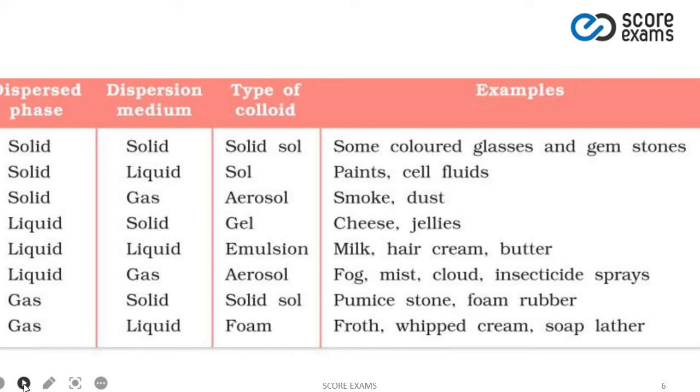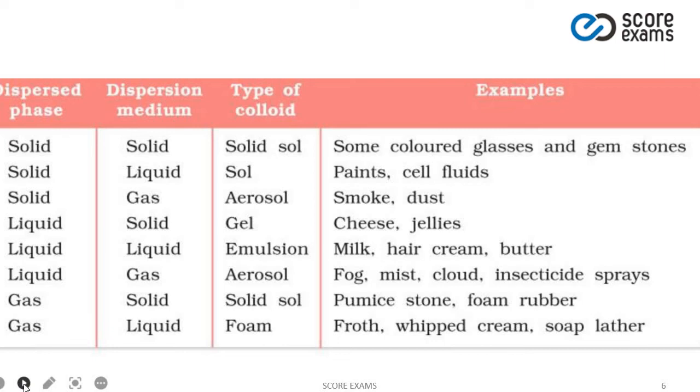If the dispersed phase is a liquid and the dispersion medium is a solid, then this type of colloid is known as gel. Cheese, jellies are examples of gel. If both dispersed phase and the dispersion medium are liquids, then it is known as emulsion. Milk, hair cream, butter, these are examples of emulsions.